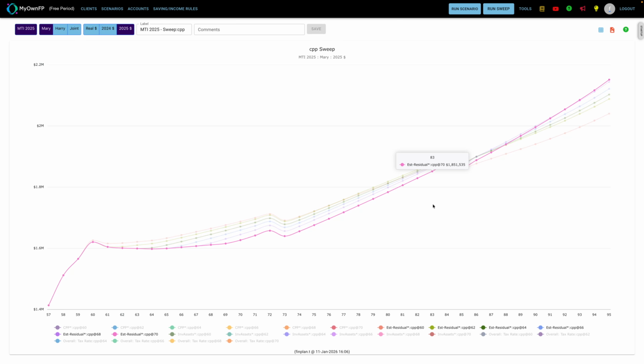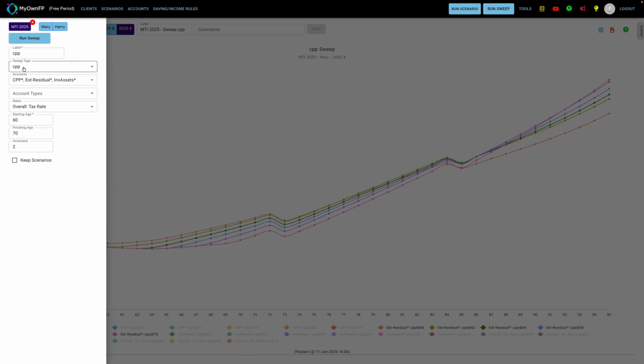So if you're on a full defined benefit pension plan where you're going to get the money regardless, it's less of an issue for sure. So that's the CPP sweep. That's how that definitely works. And if we want to, we could run another one. Let's just run another one quickly, and let's just do the CPP and OAS.